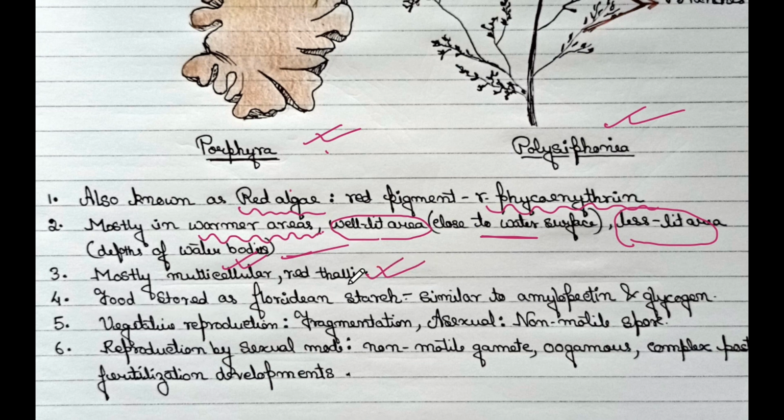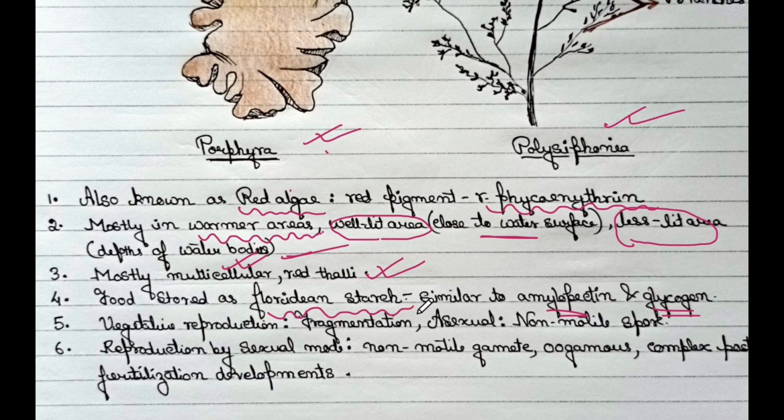The food stored is Floridean starch. This is an important point. Previously in Phaeophyceae, we found the food stored is mannitol and laminarin, which are complex carbohydrates. In case of chlorophyceae, it was starch and oil droplets. Here the food stored is Floridean starch, which is very similar to amylopectin or glycogen.